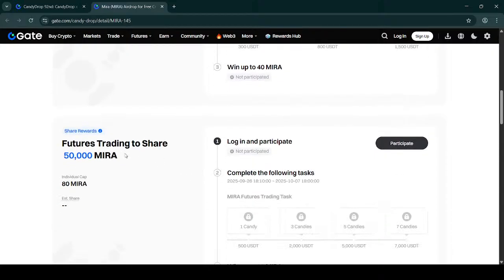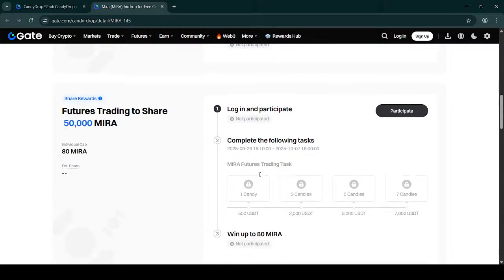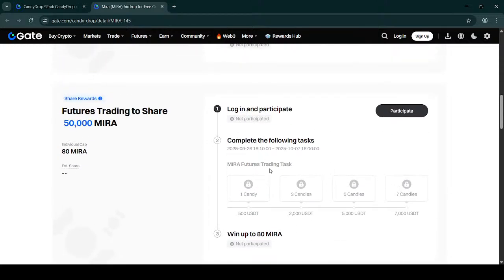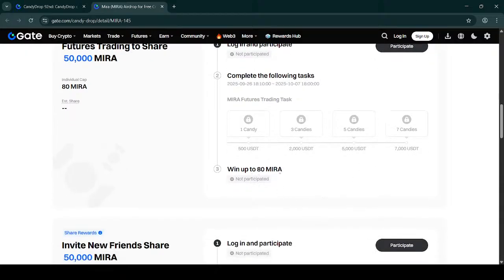So let's talk about futures trading, to share 50,000 Mira, individual 80 Mira, guys. So log in and participate, complete the tasks. This task of futures trading: 500 USDT for one candy, 2000 USDT for three candy, 5000 USDT for five candy, and 7,000 USDT for seven candy, guys. So win up to 80 Mira, guys.